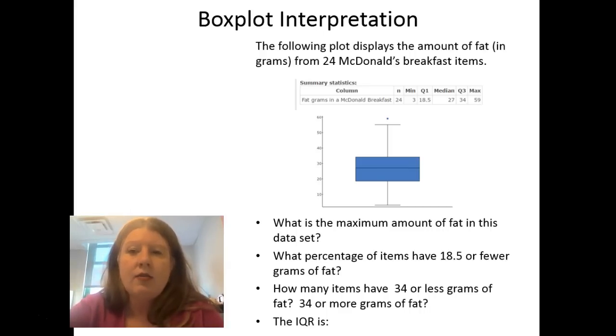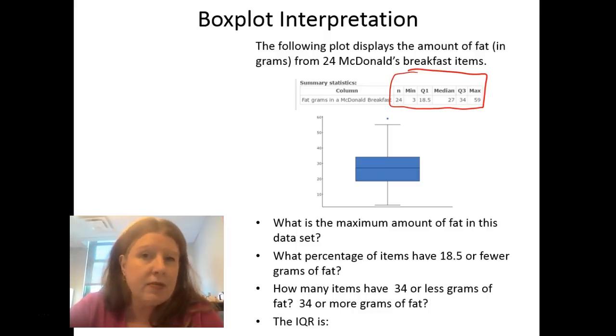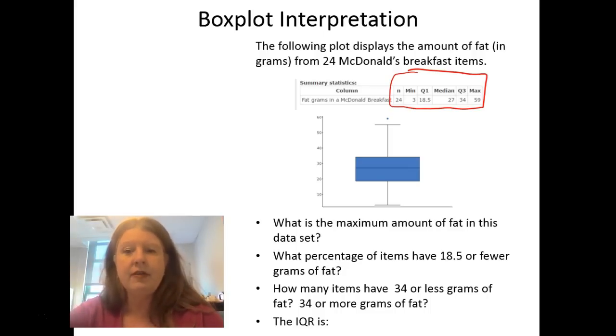So notice here I have given you some important information. We have our 5-number summary here and our sample size. And then we have our box plot that shows the data. So we might give you something like this. We might give you a box plot. We might give you a 5-number summary. Maybe we'll just give you a box plot. We'll ask you to interpret what you see in the graph. So here's something we might ask you.